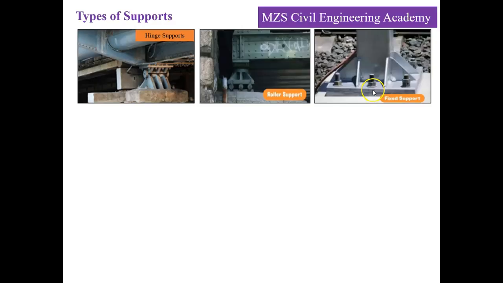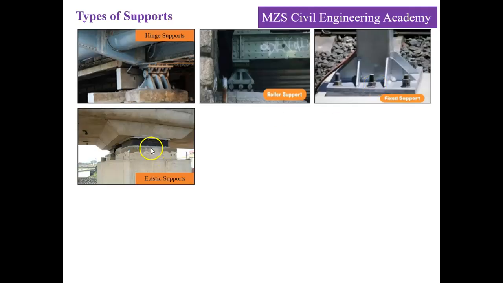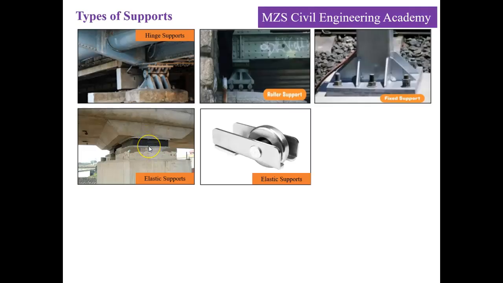Now the fixed support, where the fixity is such that the member is allowed neither to rotate nor to translate. The example is here, where we have a base plate connected with a bolted connection. Now elastic support, the example here is the bearing dampers, which are provided as a cushion between the pier cap and the deck slab of a bridge. These rubber plates are able to get squeezed based on the load, thereby giving a certain deformation in the vertical direction.